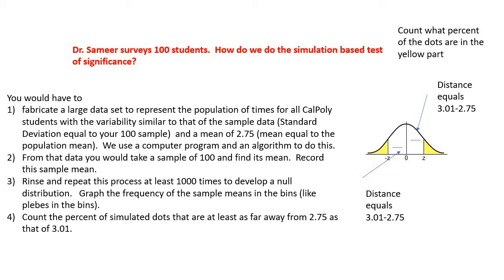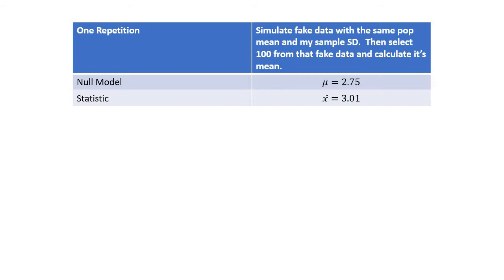So those are the steps. This data confused people. What they want here is, what one repetition means is I have the fake data and I sample 100 from that fake data and calculate its mean. That's one repetition. And of course I do this 1,000 times. So they want this: what does it mean to do one repetition?